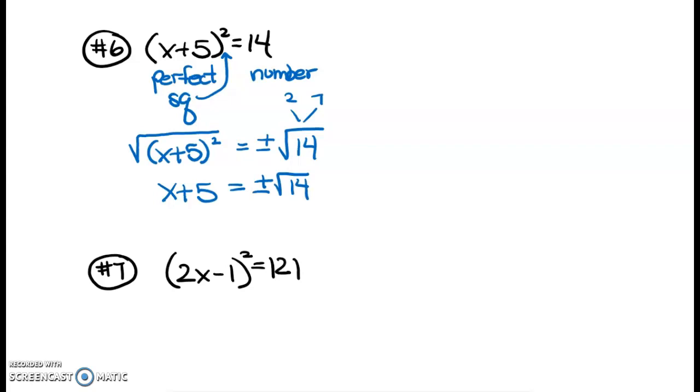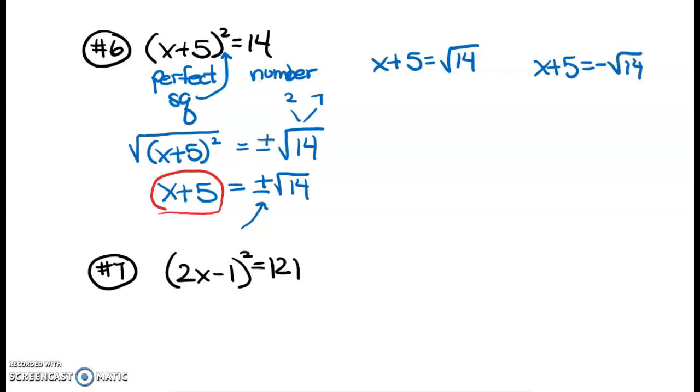All right, so I still have to solve this side right here. x is not by itself. But I have 2 answers on this side, positive and negative. So I'm going to set up 2 separate equations. I'm going to set it equal to the positive solution, and then I'm going to set it equal to the negative solution. And I'm going to solve both of them. Well, to get x by itself, I have to subtract 5 from both sides. So I get x equals, and we usually write the radical last, -5 and a positive radical 14 as one answer.